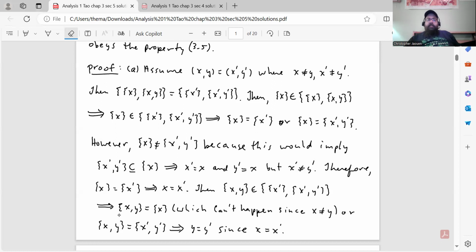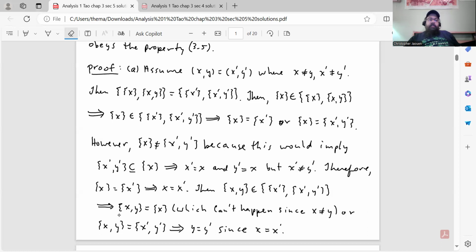Then the singleton set {x} is an element of the pair set containing {x} and {x, y}, which implies that {x} is an element of the pair set on the right. By the definition of what it means to be an element of a pair set, that means that the singleton set {x} is equal to the singleton set {x'}, or the singleton set {x} is equal to the pair set {x', y'}.